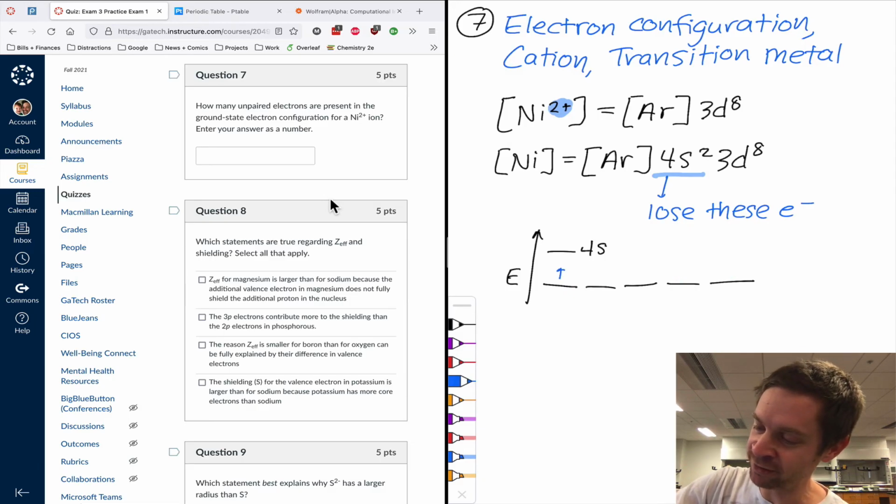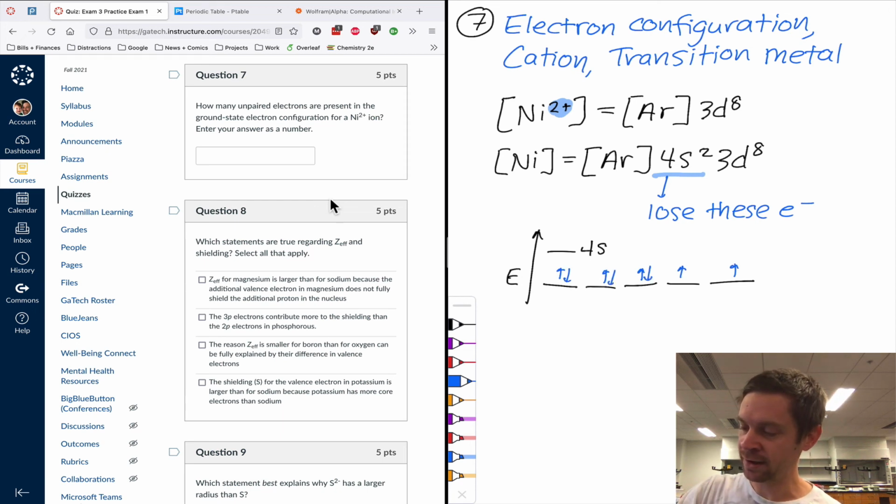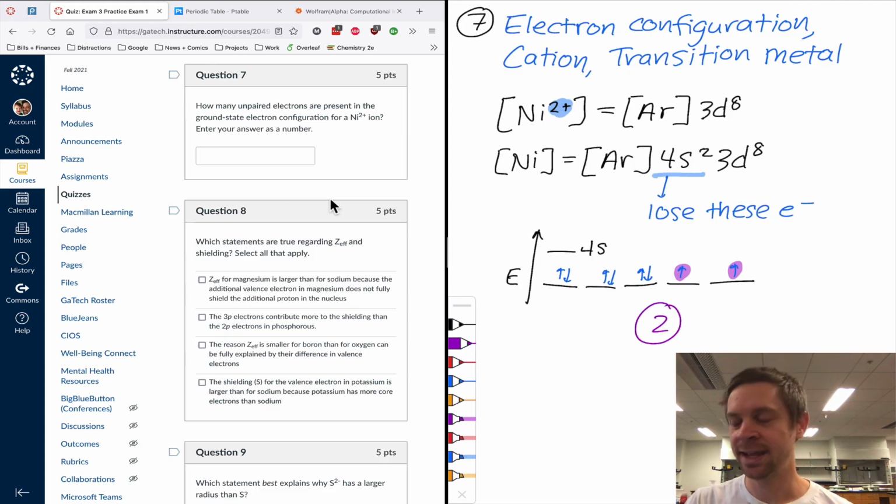The first 5 electrons will all go into unique orbitals within the 3d subshell, like so. And then to finish this off, we're going to do 6, 7, 8, pairing those last 3 electrons. How many unpaired electrons do I have left in this configuration? 2. 2 unpaired electrons in a nickel 2+ cation.